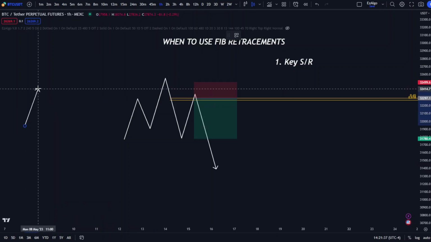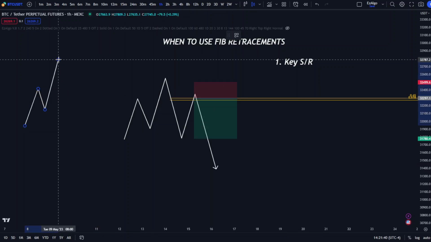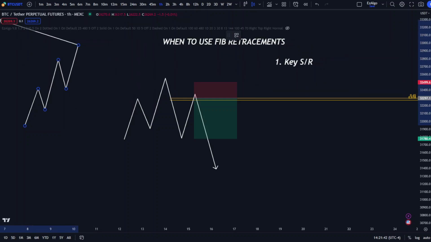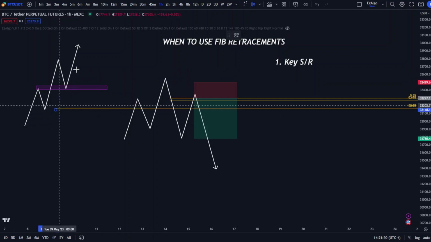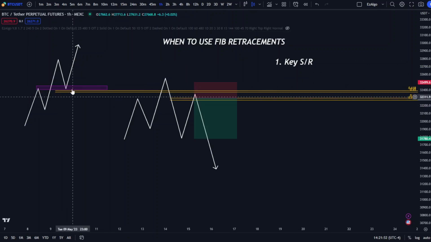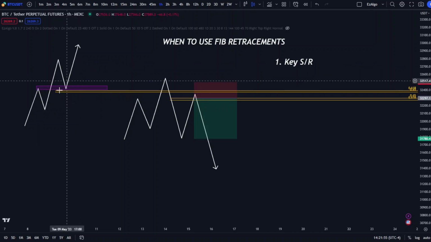Now, that's mainly for when you're entering with the trend, right? If you're in an uptrend and you see a strong impulse up, you'll enter somewhere around here at the golden pocket. As you can see, that would be a breakout and retest of that previous high, and you're trading with the trend.